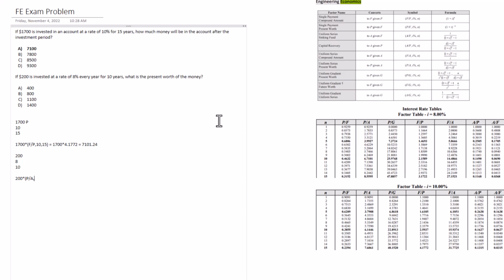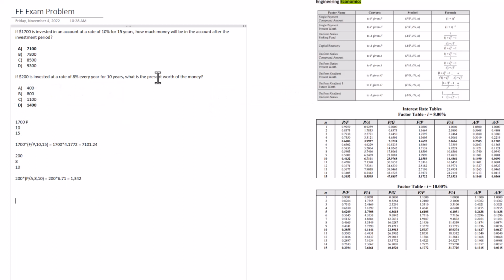And then our interest rate is 8% for 10 years. So just like the other problem here, P over A, 8, 10. So P over A for 8% at 10 is 6.71. So we're going to have 200 times 6.71 equals $1,342. So I'm going to go with answer D as that is the closest one for this one.